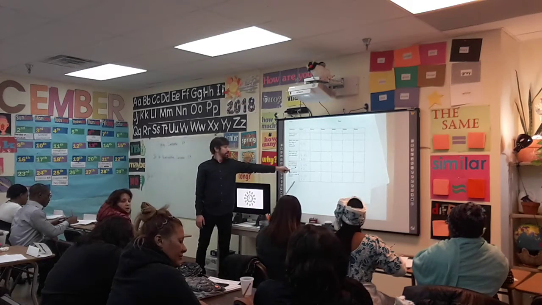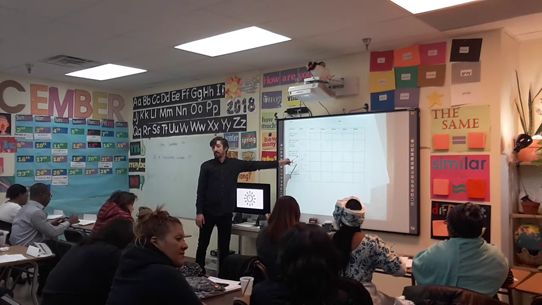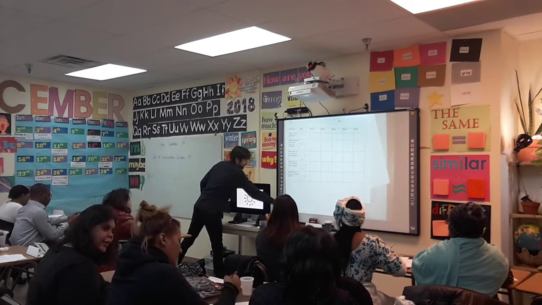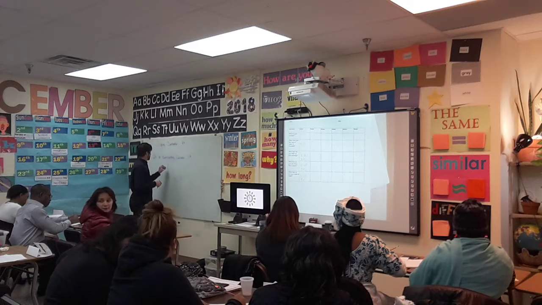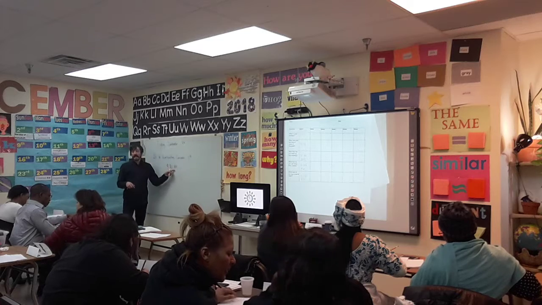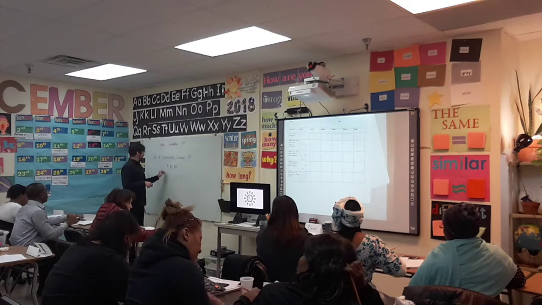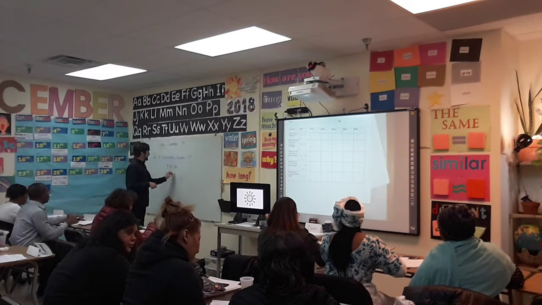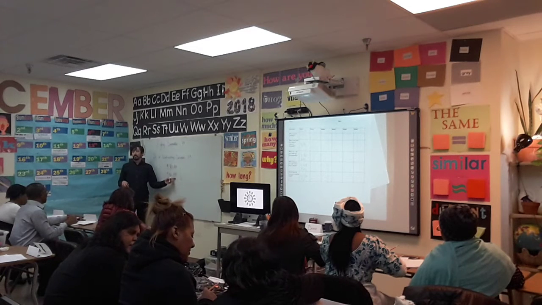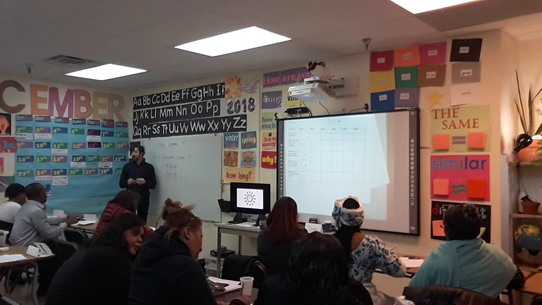So AM and PM, right? AM, what does it mean? What does AM mean? Morning. Right, so if I say 9:30 AM, what time of day? Morning. 9:30 PM? Afternoon? Night. Yeah, night. AM is morning, PM is the nighttime.